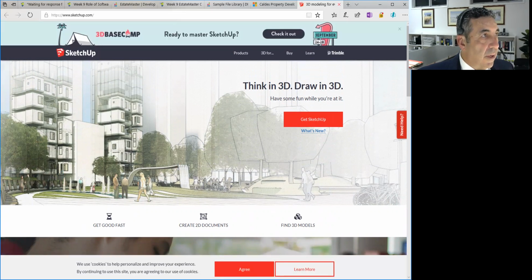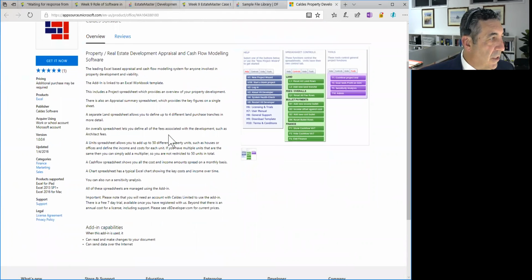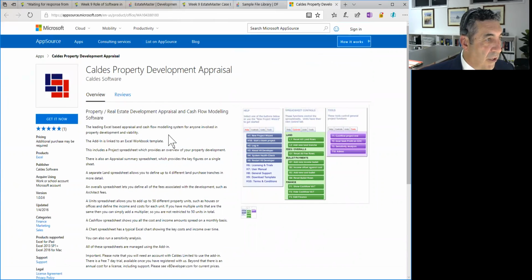Now, CalDes Property Development is a software program which I highlighted in the lecture, and this provides you with an opportunity to engage in appraisal and cash flow modelling, and this is something worth looking at. You can obtain a free 7-day trial once you're registered.